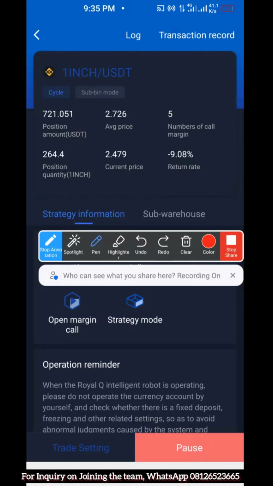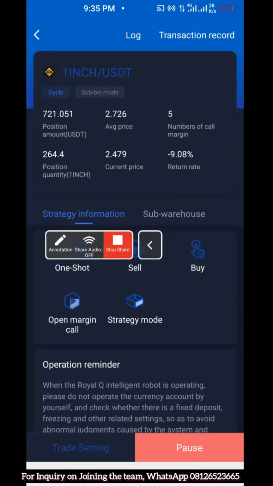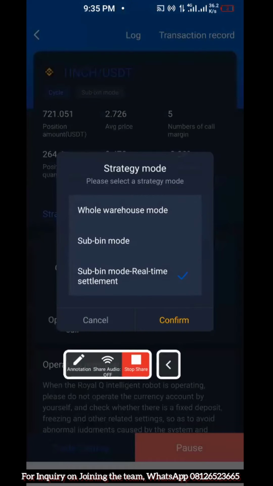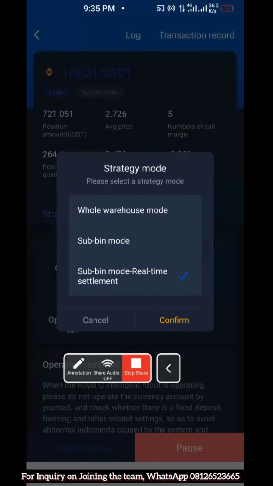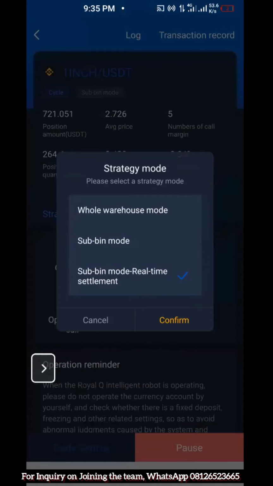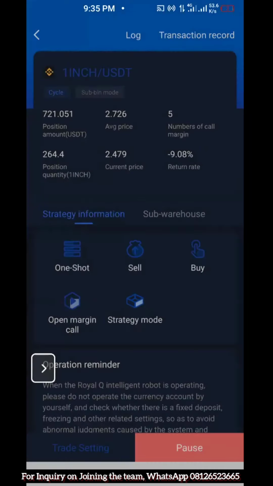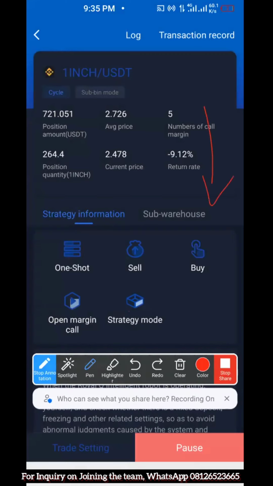In sub-beam mode, it does not wait, it does not calculate the general average from the 5th margin. So on sub-beam mode, it sees the 5th margin and below as different trades entirely. So meaning from your 1st to your 4th margin will be calculated. It will calculate the full average of your 1st to 4th margin.